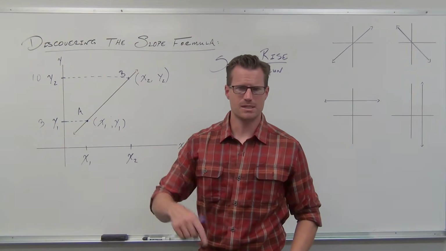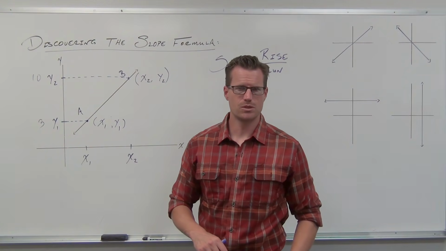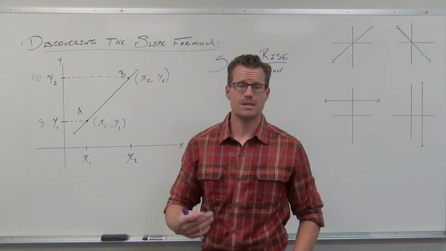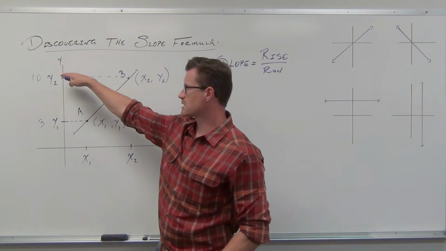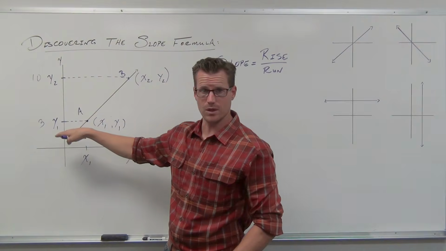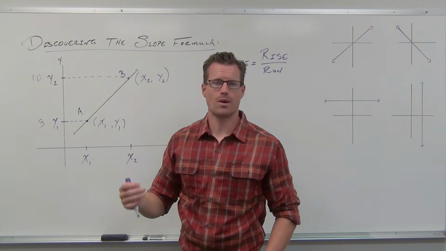Would you do 3 minus 10? Would that seem right to you? Or would you do 10 minus 3? Probably the 10 minus 3. Probably the second one minus the first one. That is exactly what the rise does.